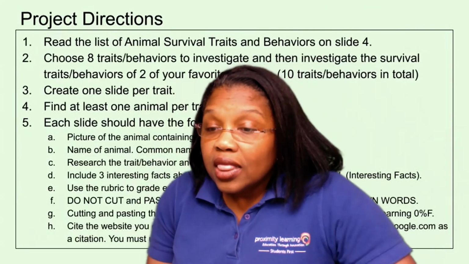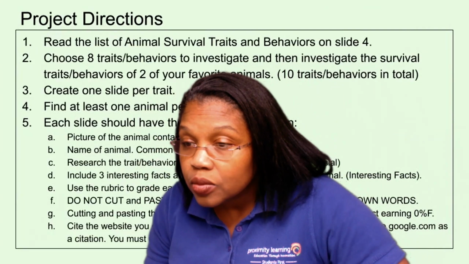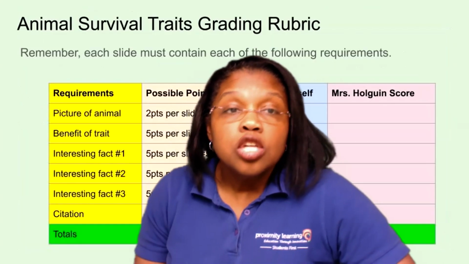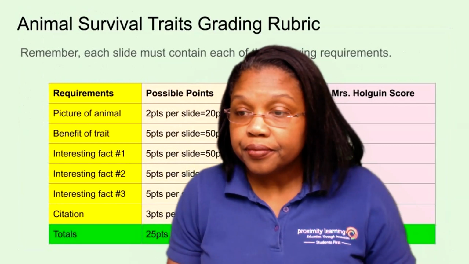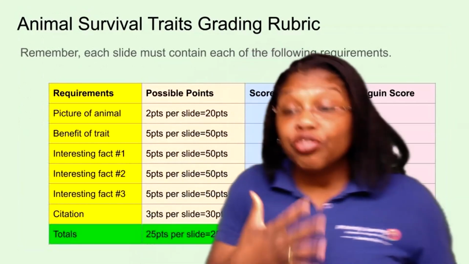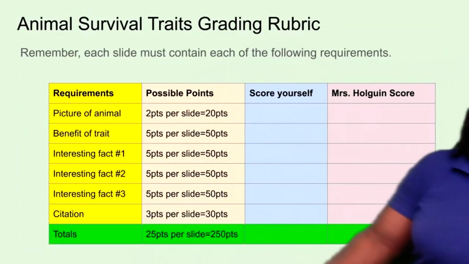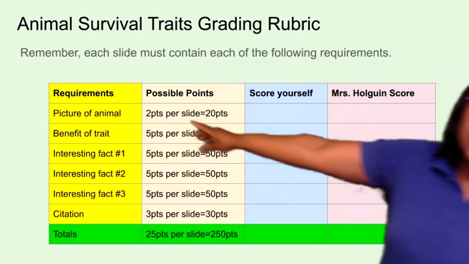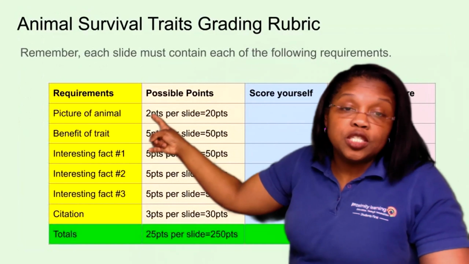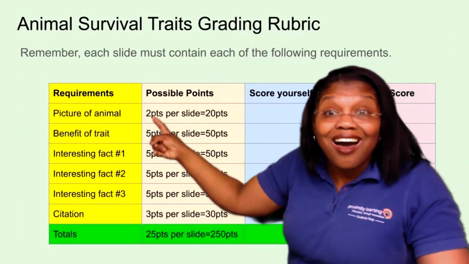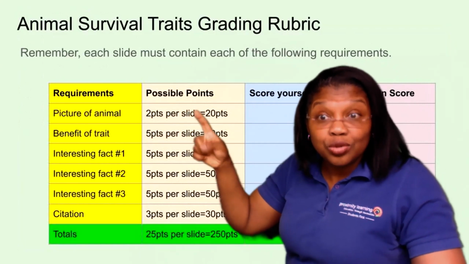All right, so let's take a look at this rubric. Here's an example of the rubric. My throat is just dry because I'm doing so much talking. But here's an example of the rubric. So on every slide, you're going to put this rubric. Picture of your animal, that's 2 points per slide. There are 10 slides, so it's a total of 20 points, because it's 2 per slide, right? 2 times 10 is 20.